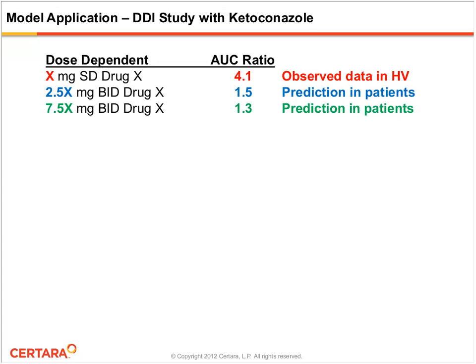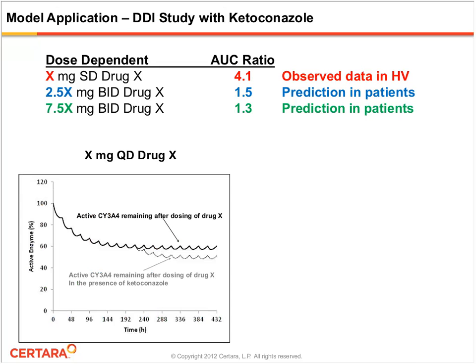So, of course, now what we have to do is have a look at the actual DDI study with ketoconazole. So this hasn't been conducted. But what we wanted to do is obviously apply the model in this particular situation. So what you can see is that you've got a single dose of the drug X. This was actually the healthy volunteer study that was performed, where we're predicting a value of 4.1.